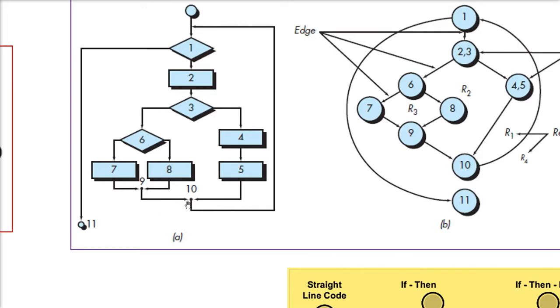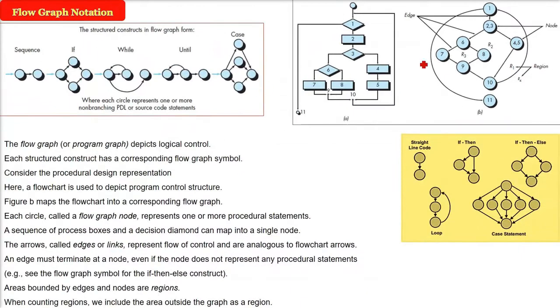Now coming to 10, because 9 is going to 10, 5 is also going to 10. So you have to make a 10 node and just join from 4, 5 to 10 and 9 to 10. Now 10 is again going back to before 1. Just take 10 and make an edge to 1. So I hope you got the idea how we converted a flow chart to a proper flow graph.